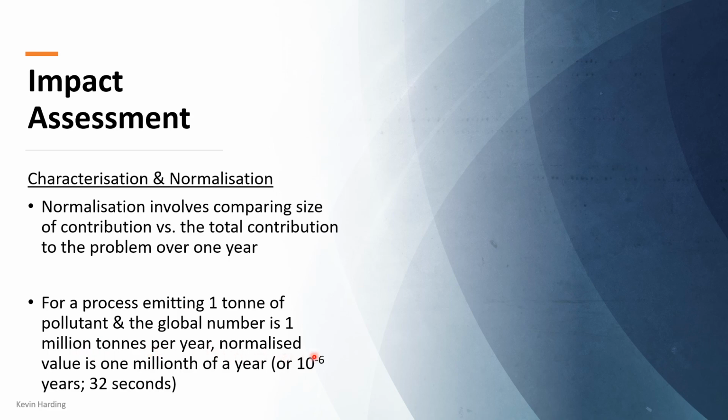What the normalization data then does is it looks at 1 ton out of 1 million tons per year. So it effectively comes down to it's 1 millionth of a year that I'm producing, or 10 to the negative 6 years, or I'm only contributing 32 seconds out of the year. So normalization is the process of looking at my data, my company's data, versus the world total. That way I've got a better understanding of what the differences are.